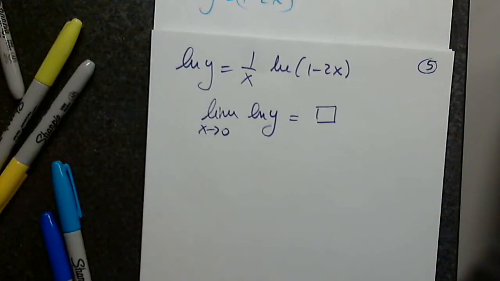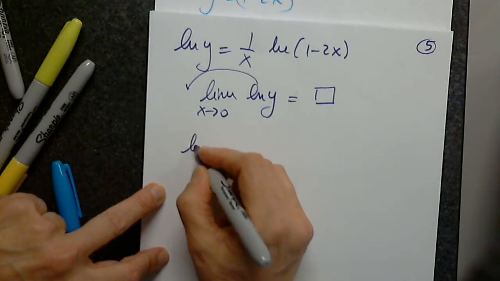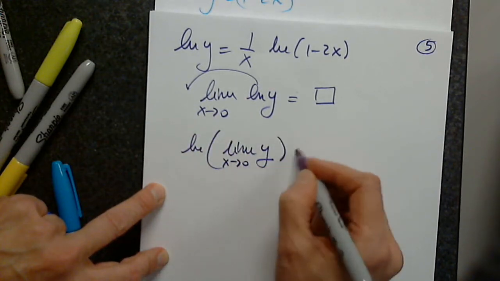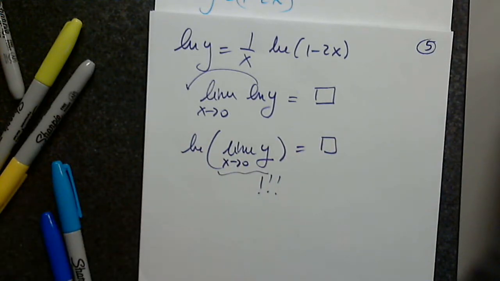I just want you to have the layout of the steps. Let's say I calculate this and I get this. What am I allowed to do? Not always, but these are all continuous functions, and I'm allowed to swap the operators. So from here, I'm going to take the natural log outside and write natural log of the limit of y as x approaches 0 is this, and then I will be able to identify the limit that I'm really looking for. So that's the idea.